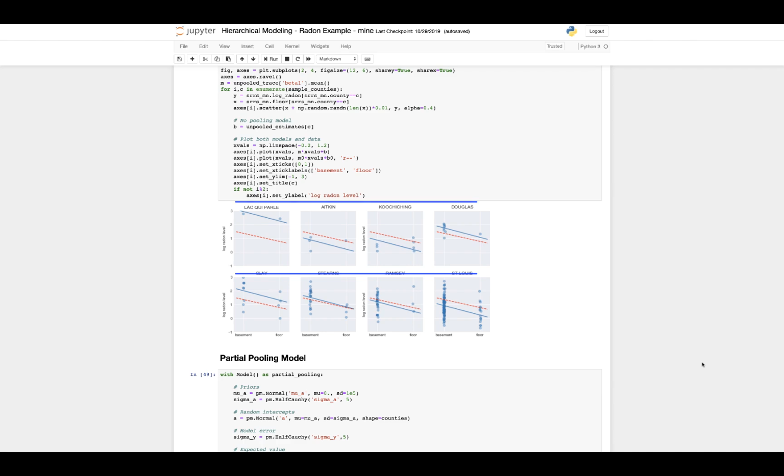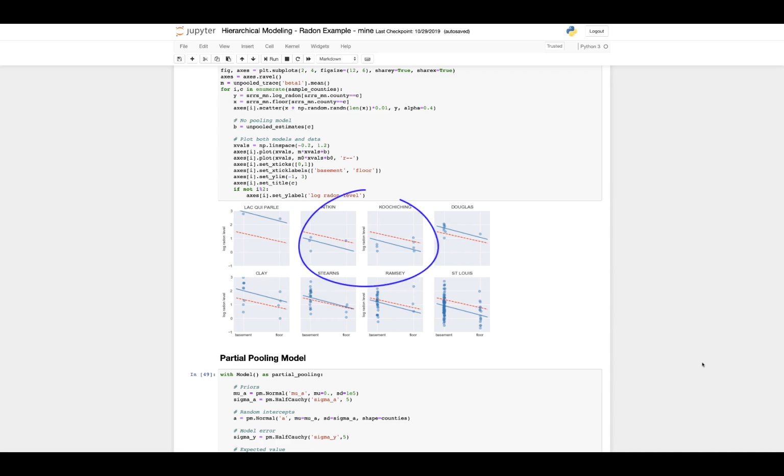And you can see that the county on the top left, Lac Qui Parle County, only has 2 observations. So the regression that we get is quite different from the dotted line representing the unpooled model. So that's for all the counties. And you can see there's quite a difference. But the question is, with such a small sample, do we really trust the regression that we're getting there?